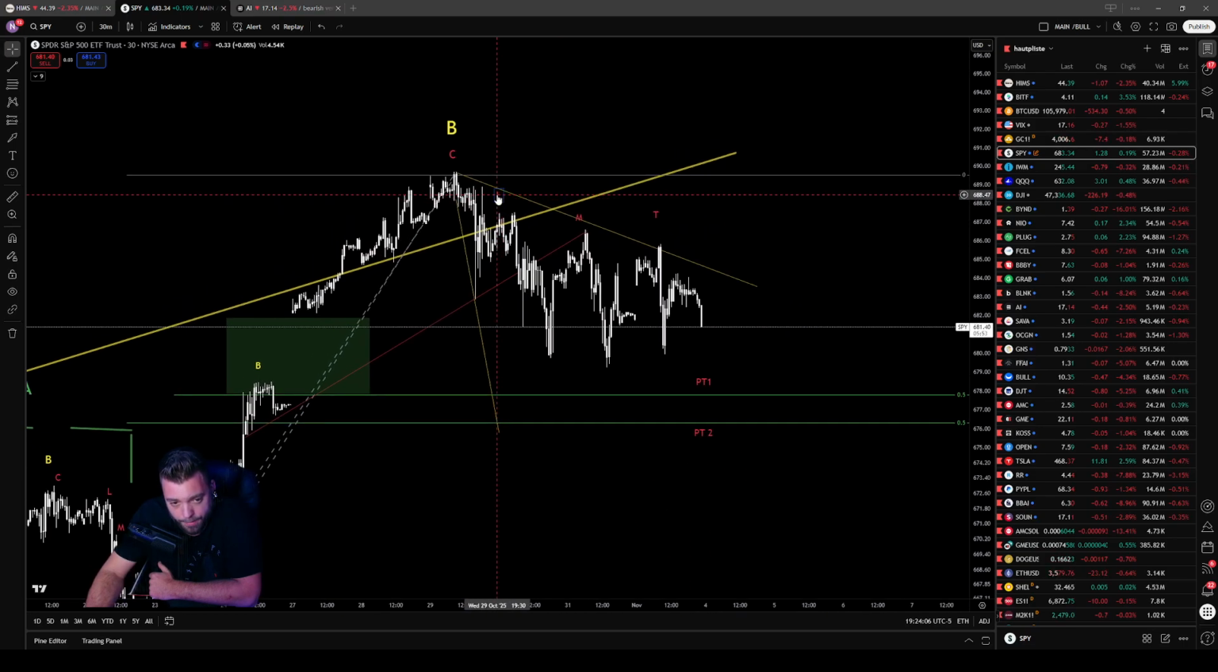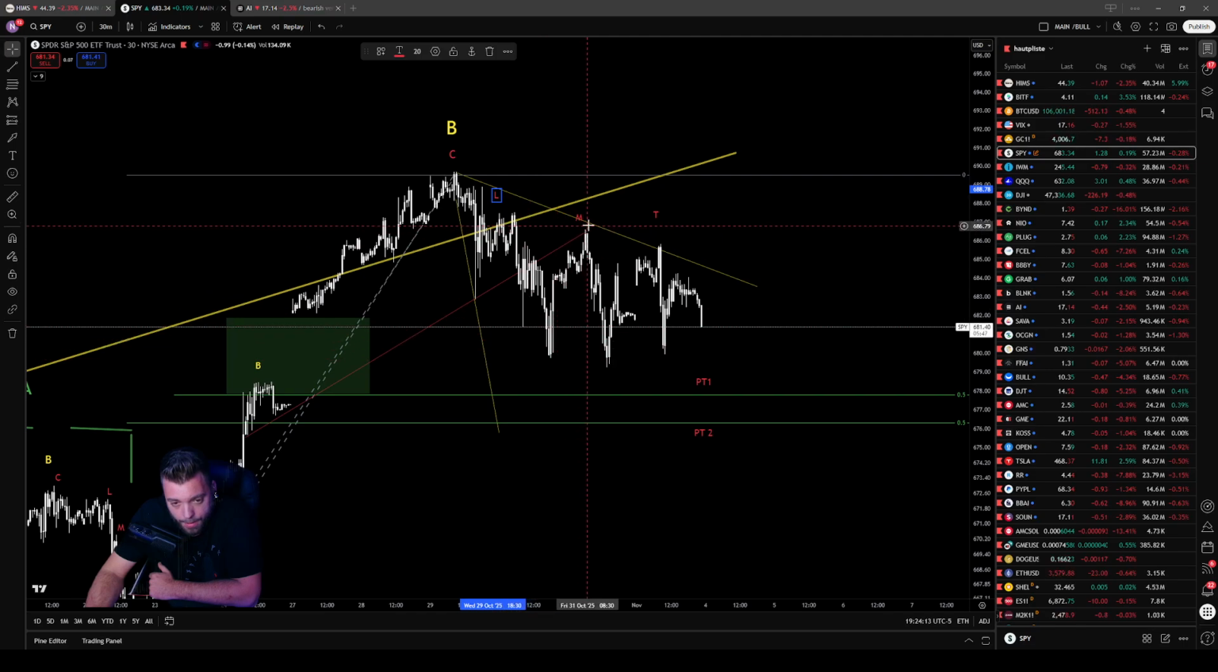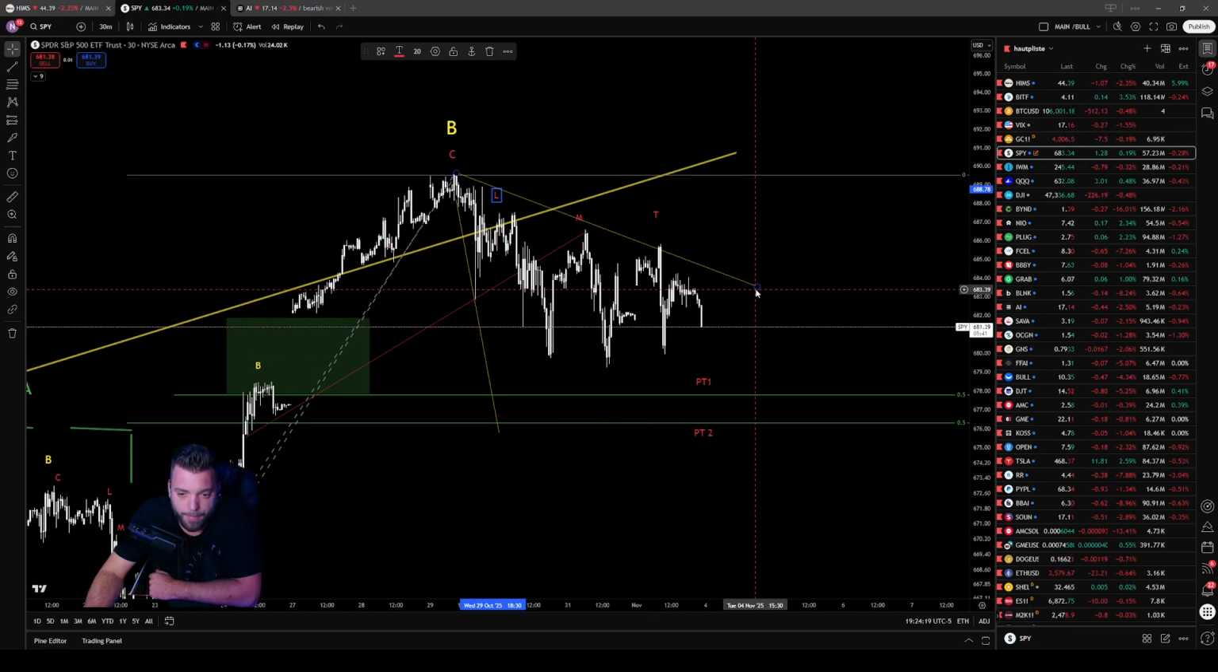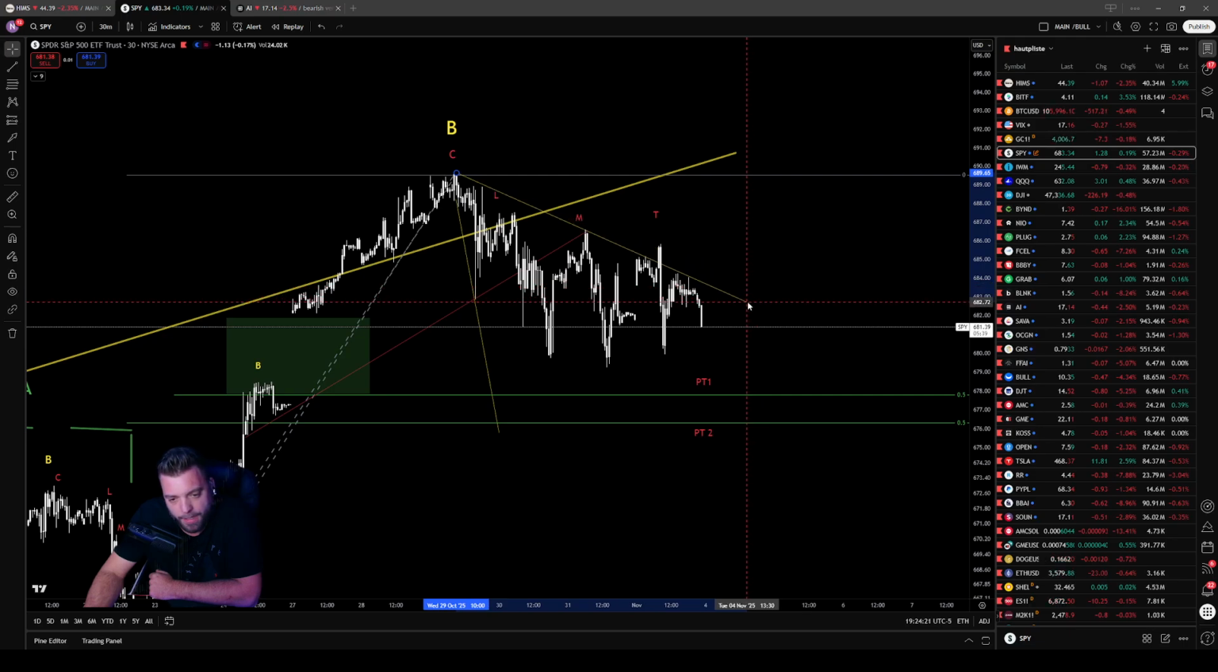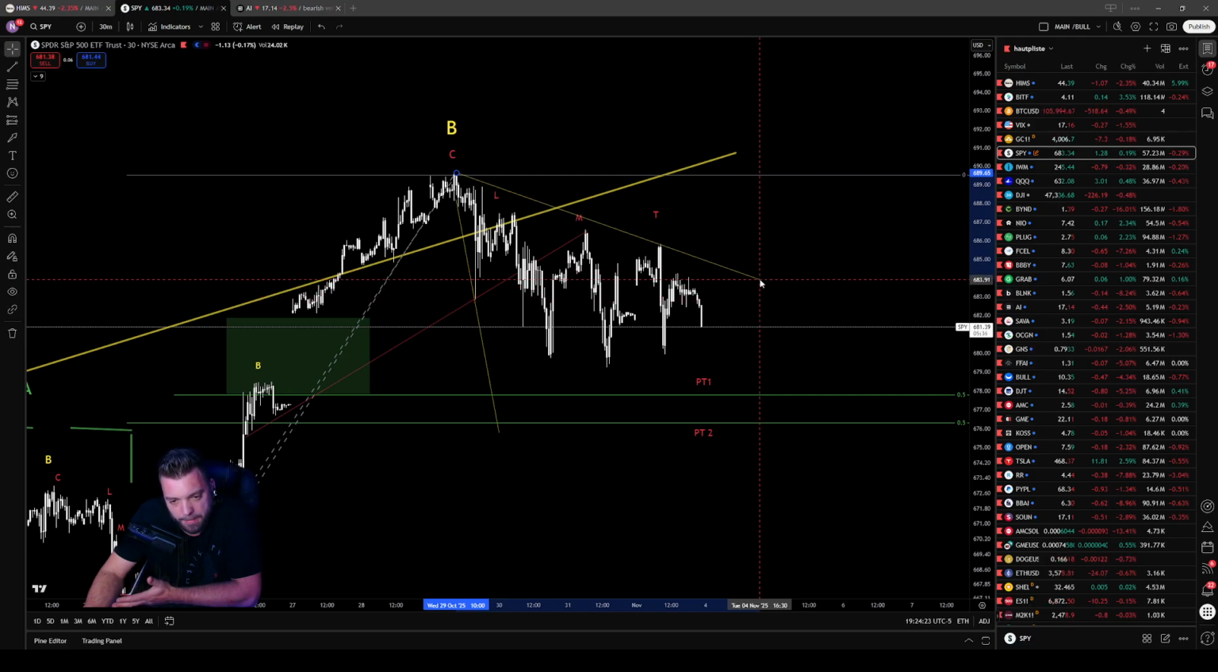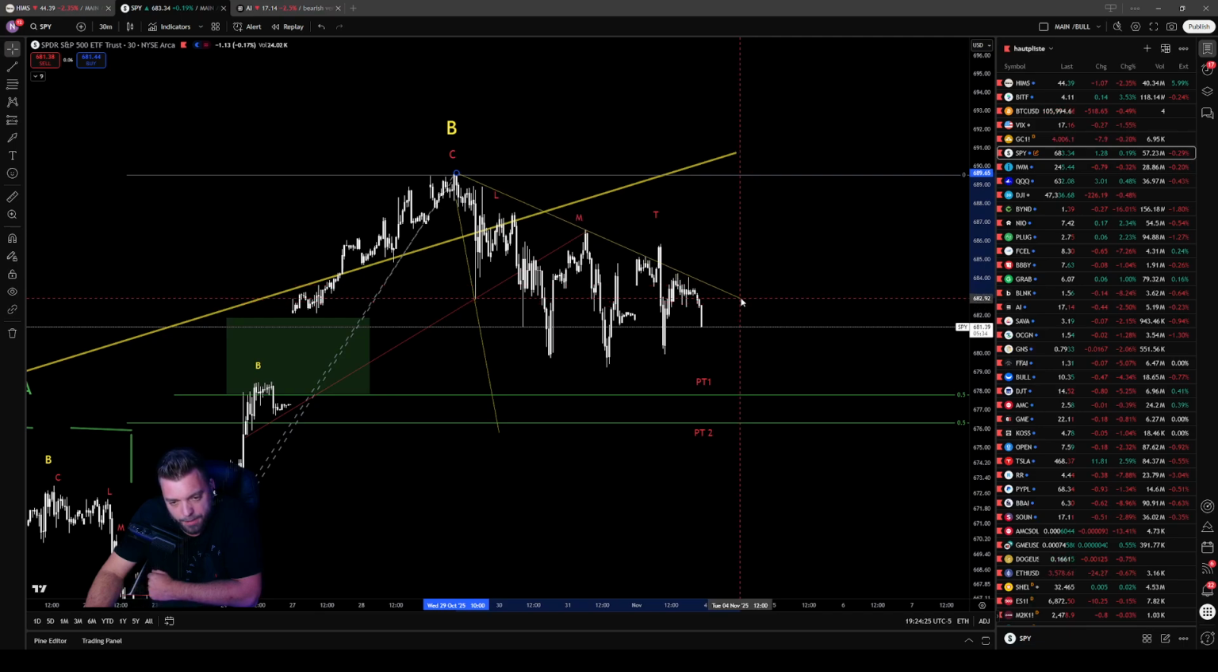It doesn't matter if it's this or this. After that, you need a lower low. After the lower low, your M is coming. Then you need another lower low, and then your T is coming. So you could make it like this, yeah, or this. This has more touch points.